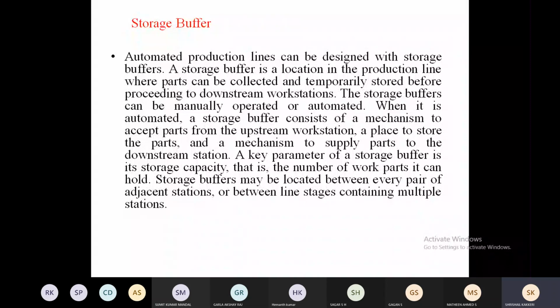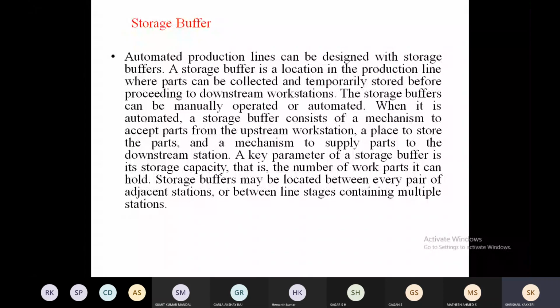The storage buffer is not a manual method, not simply dumping all the material manually. It is not. Automatically the extra material will be loaded into the storage buffer, and whenever it is required, automatically the stored material will be retrieved from the storage buffer and put onto the conveyor by means of an automated device. So this is what is called a storage buffer.